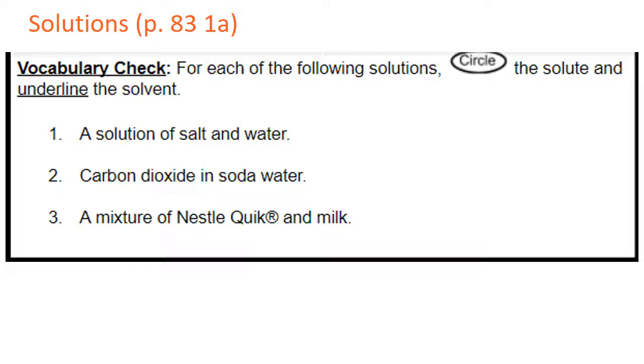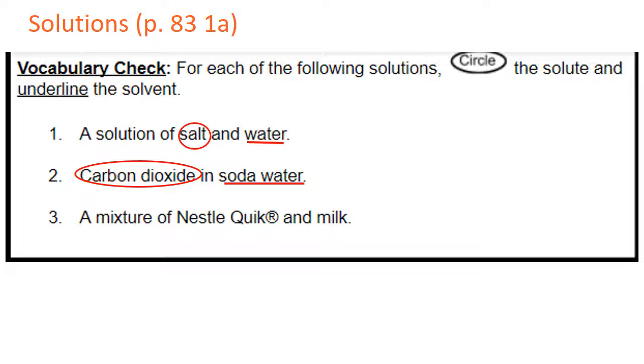All right, so for our first one, salt is the solute and water is the solvent. And we know this because water is the liquid and there's a lot more water than there is salt in any kind of saltwater solution. Another example is carbon dioxide in soda water. Again, carbon dioxide is present in the lesser quantity, so that's the solute, and the water is the solvent that's dissolving the gas in this case.